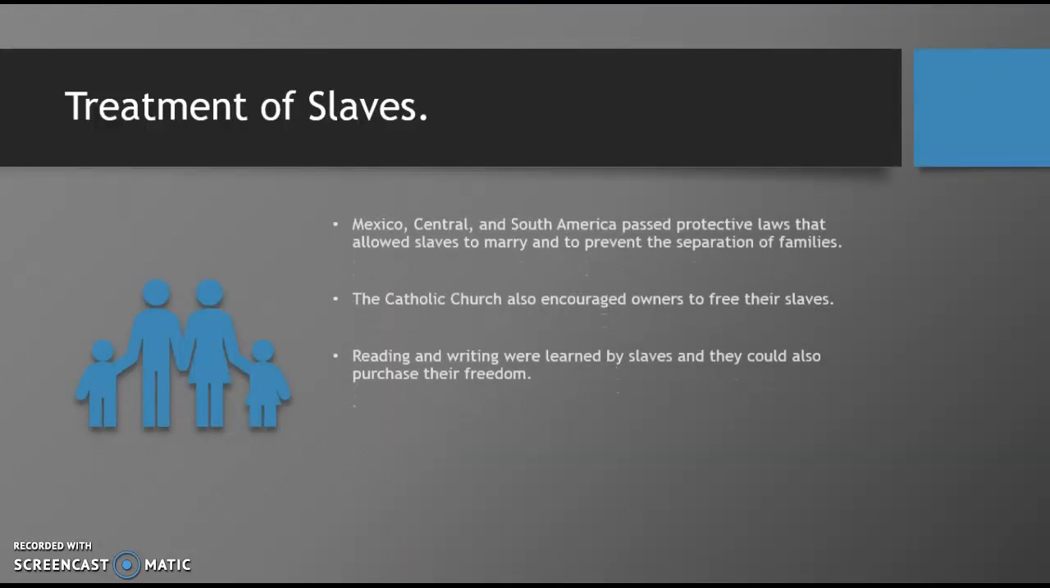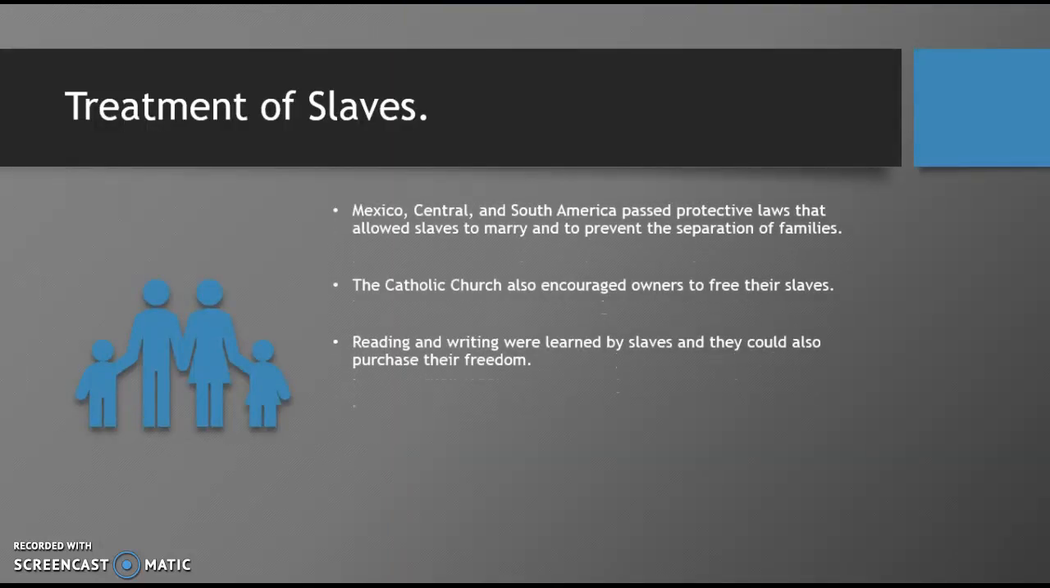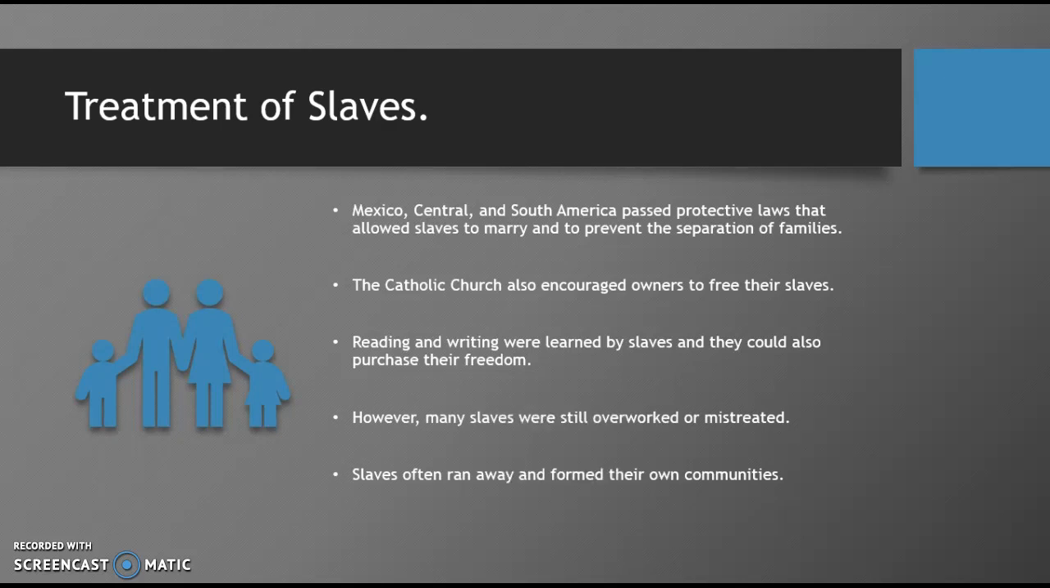So, treatment of slaves. Mexico, Central, and South America passed protective laws that allowed slaves to marry and prevented the separation of families. The Catholic Church also encouraged owners to free their slaves. Reading and writing was learned by slaves, so they could be educated, and in some cases, they also purchased their own freedom. However, many slaves were still overworked or mistreated, and slaves often ran away and formed their own communities.